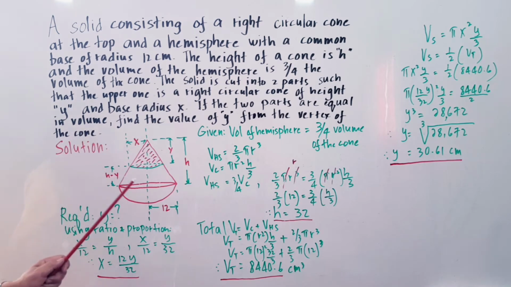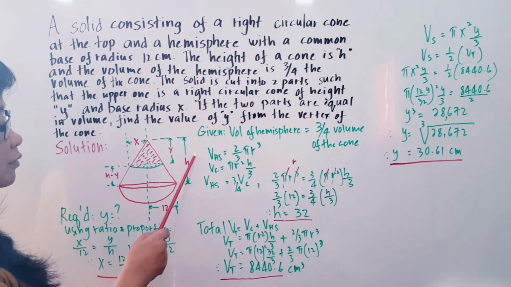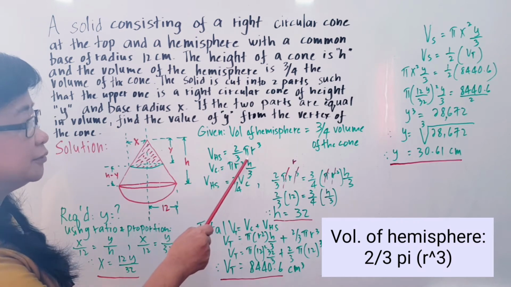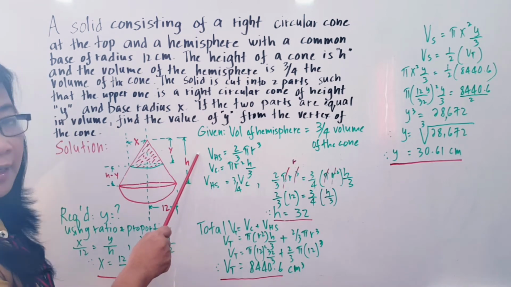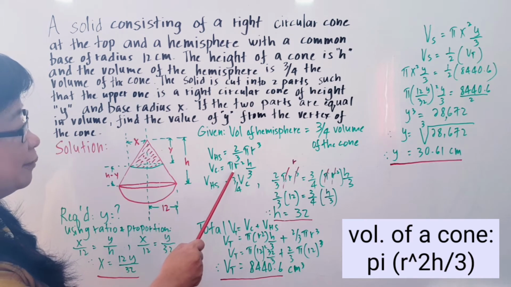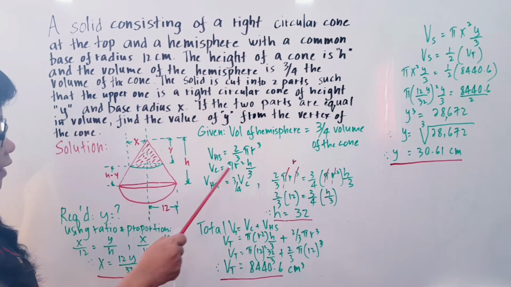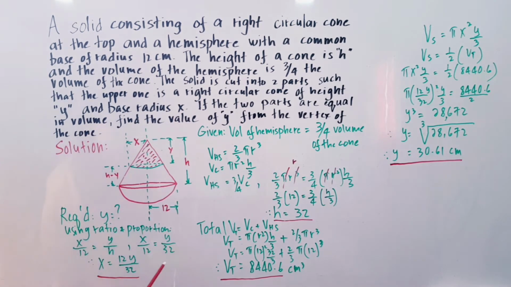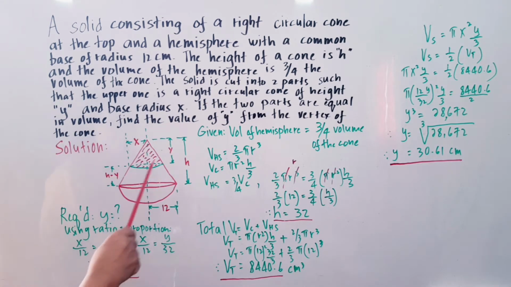Syempre, kailangan natin ng formula ng volume of a hemisphere and the volume of a cone. Of course, the volume of the hemisphere is equal to 2/3 pi r cubed. This is the formula for the volume of the hemisphere. And the volume of the cone is equal to pi r squared h over 3. Of course, the h is the height and the r is the radius. Ngayon, ang hemisphere at cone, ang radius nila pareho kasi naka-attach siya diyan sa pinakababa ng cone.